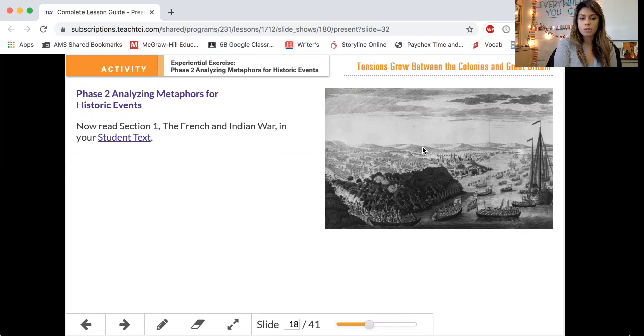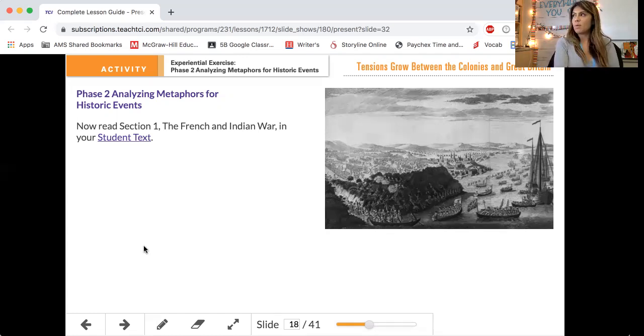I want you to go ahead and get out your interactive student notebook and open it to page 62, and also get logged into TCI because we are going to be doing a lot of reading and taking notes. So go ahead and pause the video now so you can get your interactive notebook and open to page 62, get something to write with, and log into TCI. Press play when you are ready to continue.